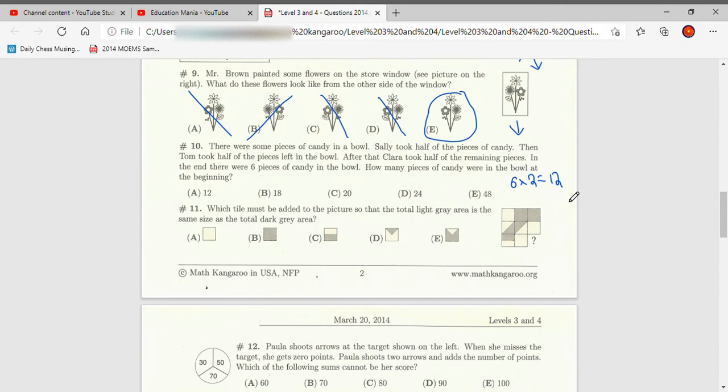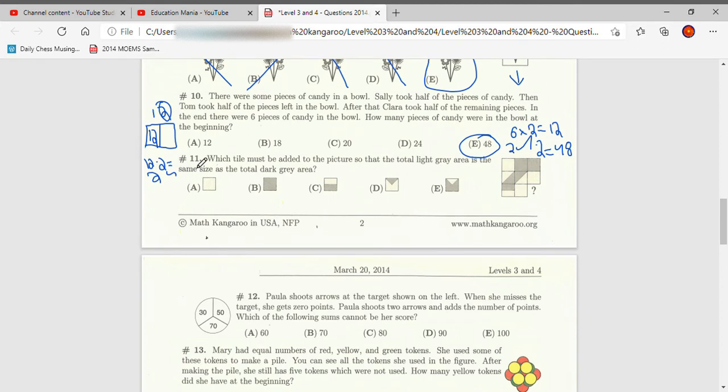An easier way to look at half is to draw a diagram. So we have this, we split it in half, then 12 is going to be one of the parts. What's the other one? So there's 2 parts, one of them is 12. 12 times 2, we get 24. So now Sally also took half, so we can do the same thing and multiply 24 by 2, and we can get 48. So, at the beginning, there were 48 pieces of candy.